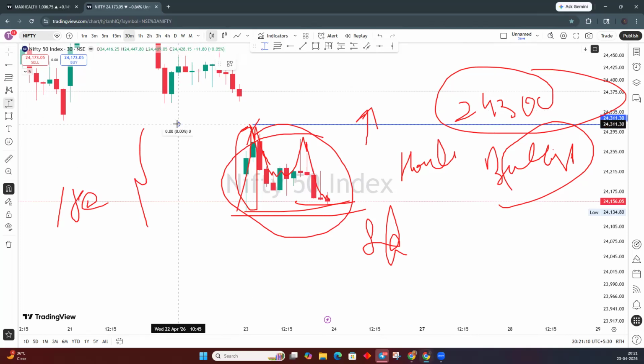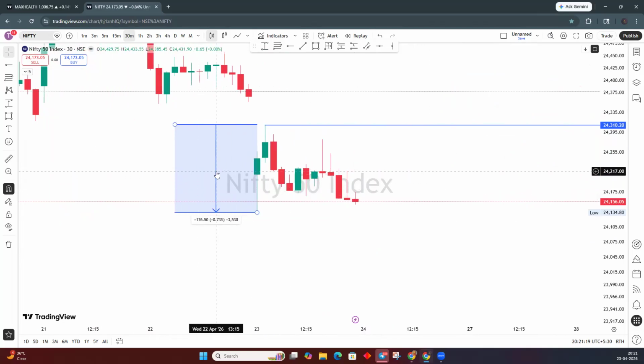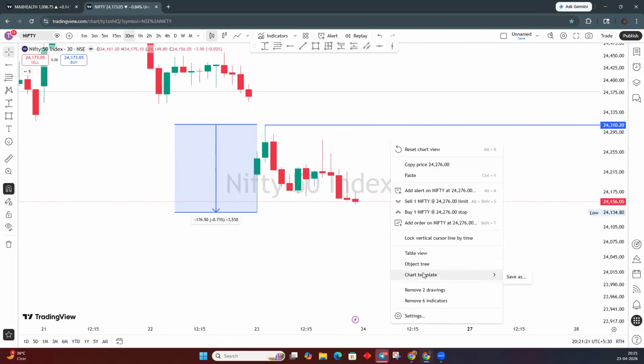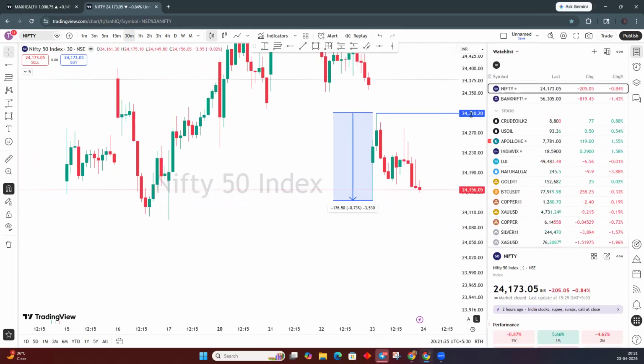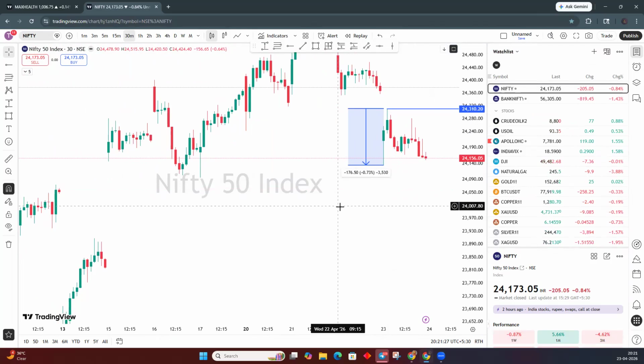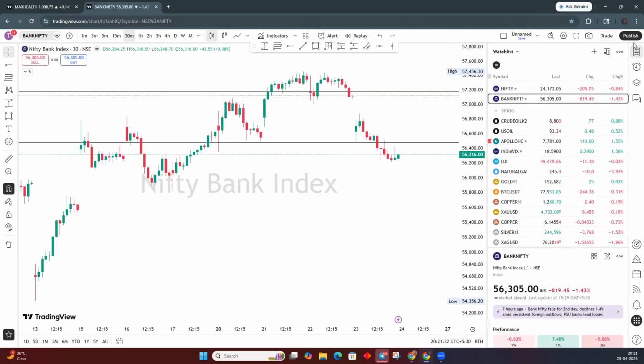If you see the high and low today, the range of Nifty today was 176 points. That's it. Now let's begin with another section, the commodity section. But before that, we will cover Bank Nifty also.